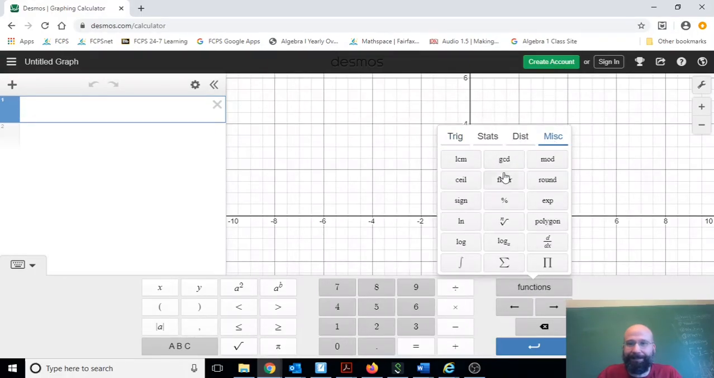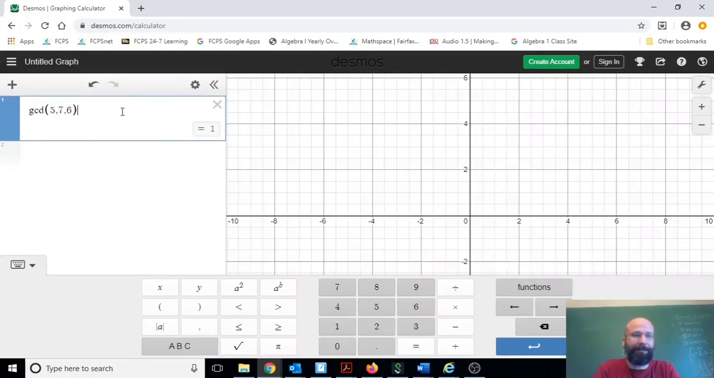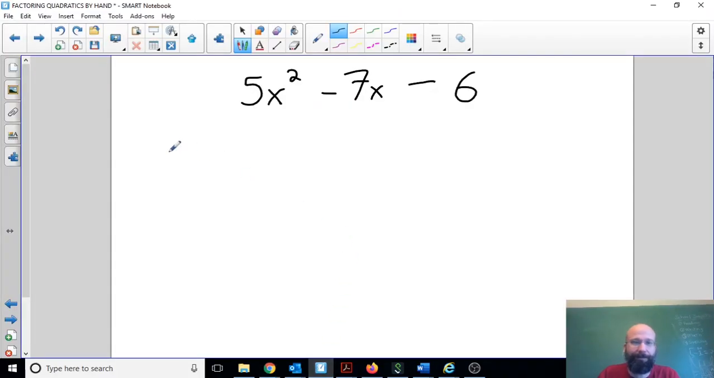Then Miscellaneous, and you're going to go to GCD. And then you're going to type in whatever you're trying to find a GCD of. In this case, it's 5, 7, and 6. So 5, 7, and 6. And I don't care about the negative signs when I'm finding a GCF. And it's 1. As I thought, there's no GCF. So we did step 1. We checked for a GCF. Step 2, we draw our x.